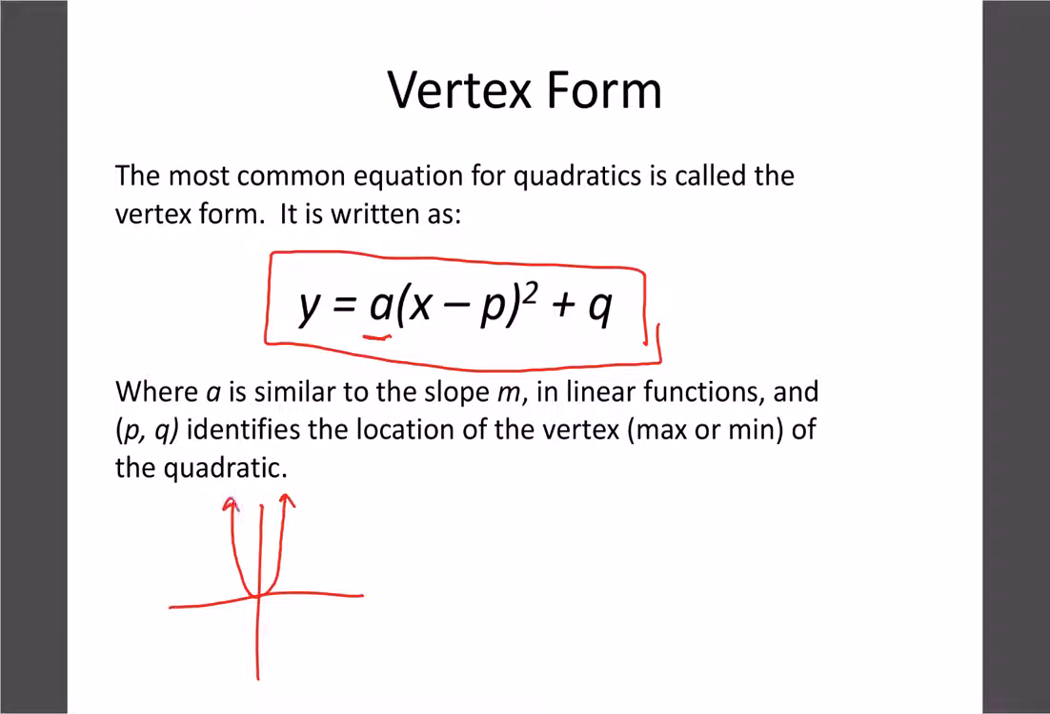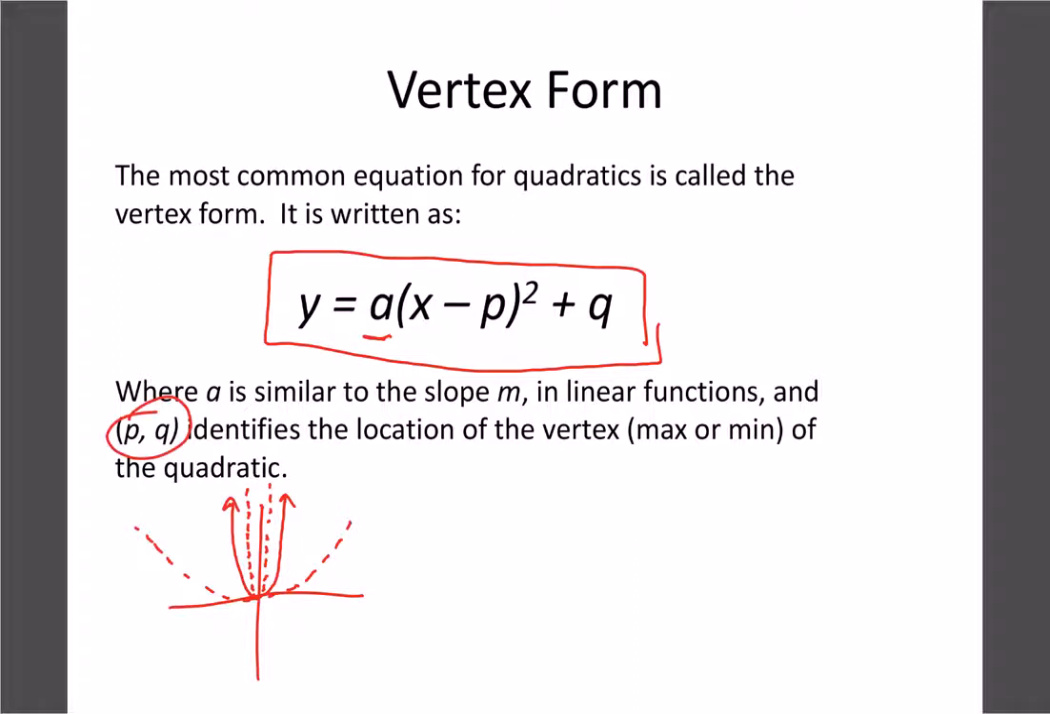If we change it to y equals 2x squared, what we're going to get is a steeper or skinnier graph. If we change it to something like y equals 1/2 x squared, we're going to get something that goes a little bit wider. So the a is kind of like slope, but when you look at it, you see the U-shaped graph skinnier or wider.